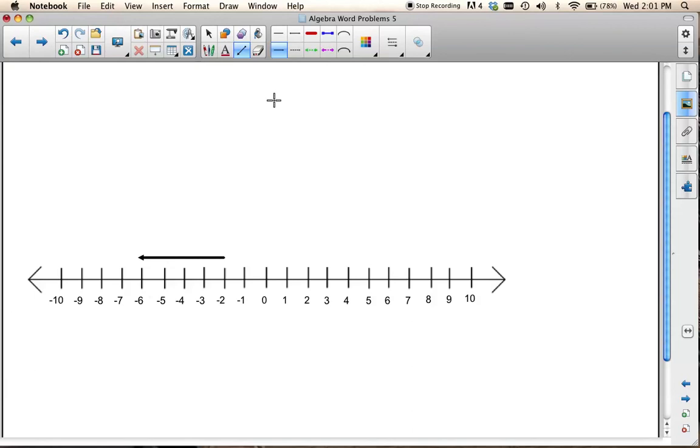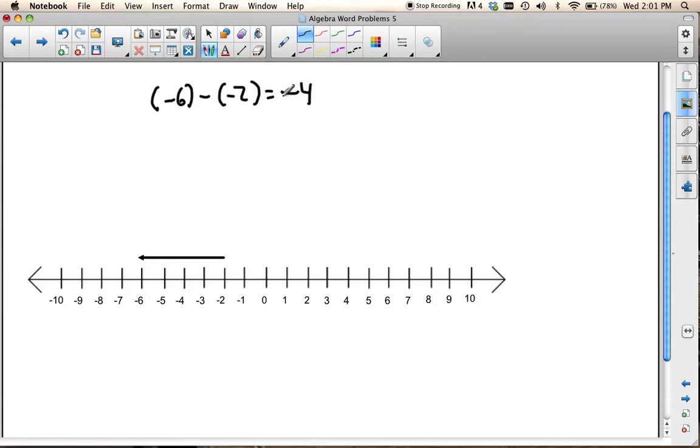Okay, so if we had negative 6 minus negative 2, like we said, what we would do is draw an arrow from our second number, which in this case is negative 2, to our first term, which is negative 6. And the spaces in between is 1, 2, 3, 4. It's 4 spaces. So I know my answer is 4, but my arrow is pointing to the left, so I know it's supposed to be negative 4.